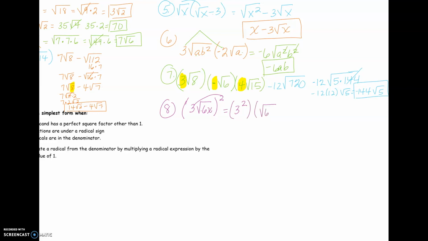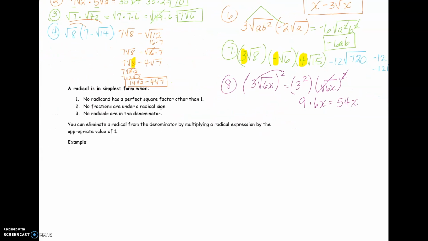So you can do it a couple ways. All right, 3 squared is 9. And I know when I square something that has a radical, it takes it off. So I end up with 9 times 6x, or 54x. If you want to go ahead and put that as 36x squared and then take the square root, you're going to be right back at 6x.